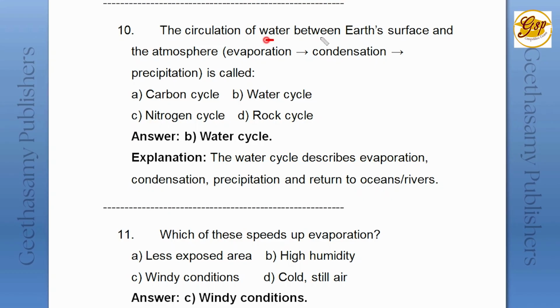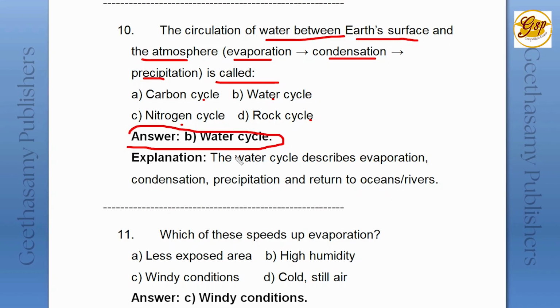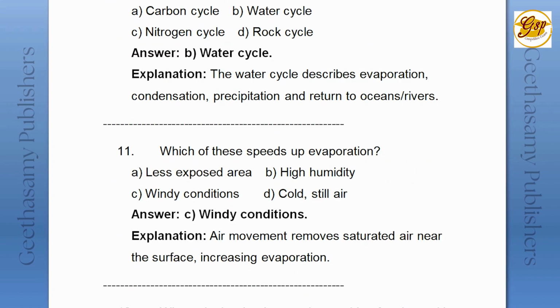So the 10th question. The circulation of water between Earth's surface and atmosphere, that is evaporation, condensation, precipitation, is called the carbon cycle, water cycle, nitrogen cycle, or rock cycle. It is the water cycle. So the water cycle is the description: evaporation, condensation, precipitation, and return to oceans and rivers.